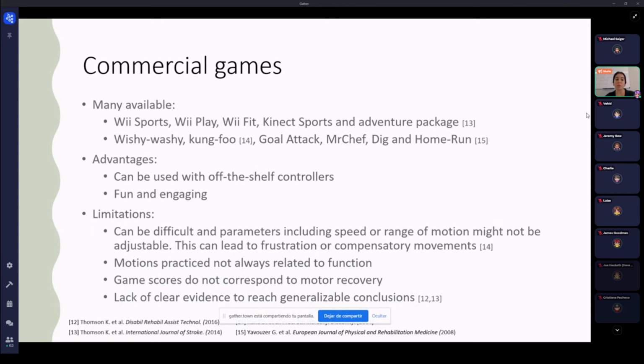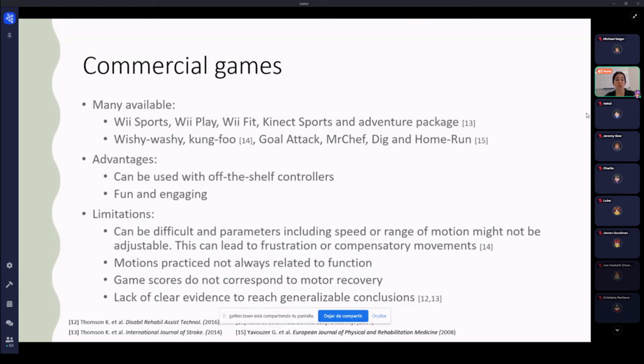However, they do have some limitations. They can be quite difficult for some of the patients, and the game parameters, like for example, the speed that the motion needs to be performed, or the range of motion that's required, might not be adjustable. And this can lead to frustration or, again, to compensatory motions.